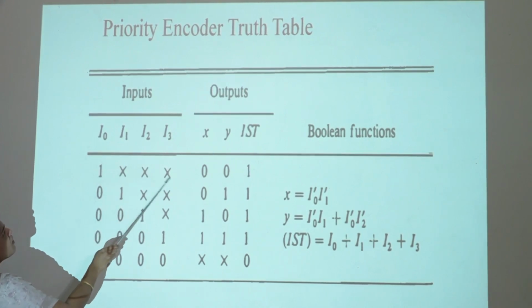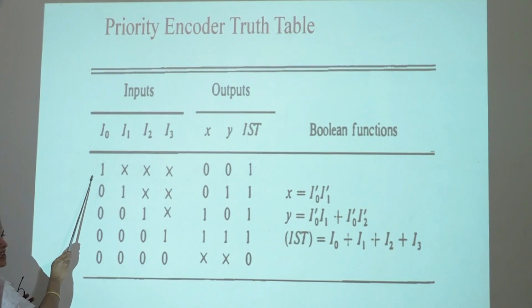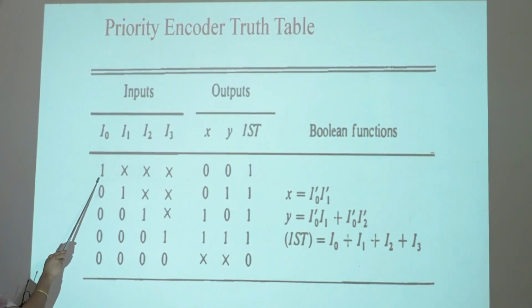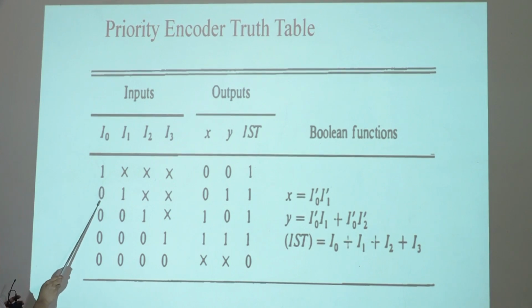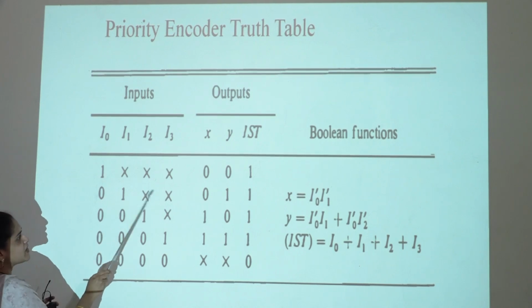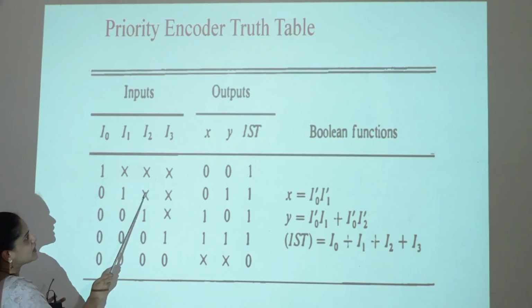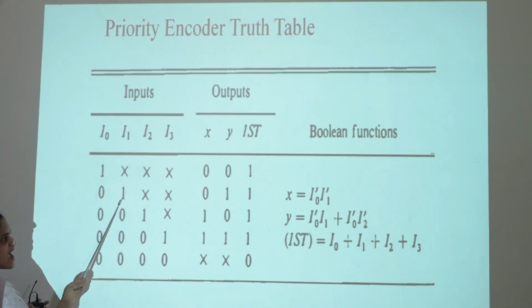So irrespective of whether they are 1 or 0, the interrupt service routine for I0 has to be executed by the CPU. And in the second case, if I0 has not generated the interrupt but I1 has, that is the next high priority device. In that case, the others are don't care conditions; we don't care about the output of I2 and I3. This service routine has to be executed by the CPU, so the output will be this particular device, I1.